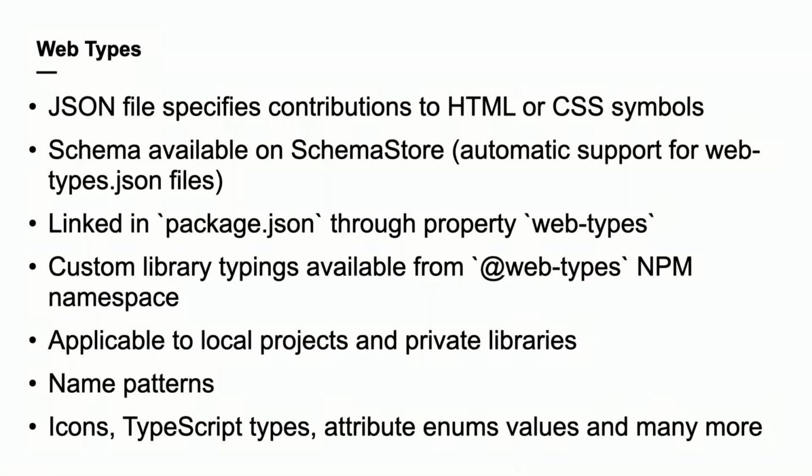And you can specify contributions to HTML and CSS. The schema for the format is available on Schema Store. So if you create a file webtypes.json, or whatever .webtypes.json, you will automatically get the schema. You link the file through the webtypes property in your package.json. For now, we only support package.json. There are plans to support package managers from other languages like PHP, Python, or even Java, maybe.